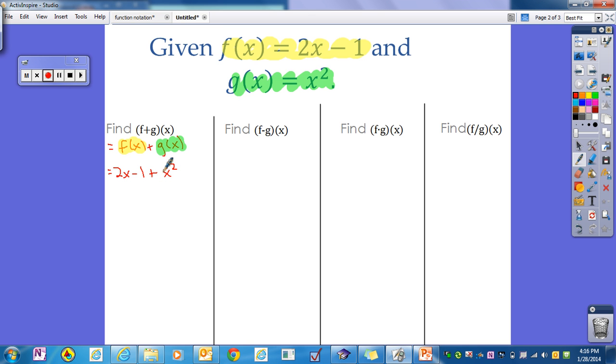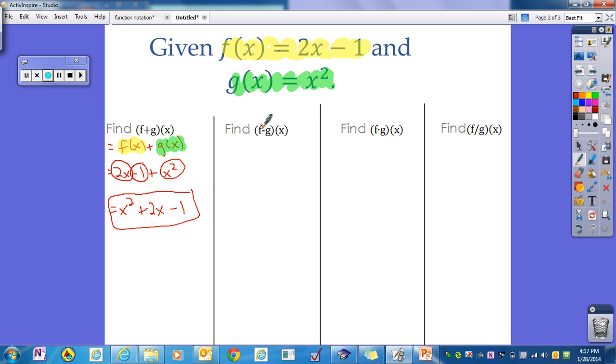Normally when we have all of these different terms together, the way we put them in order is we go from the highest degree to the lowest degree. Our highest degree is x squared, so I'm going to rewrite this as x squared. My next highest degree is 2x, so plus 2x. And then my lowest degree, where there is no exponent on any variable, is minus 1. So this is equal to x squared plus 2x minus 1.